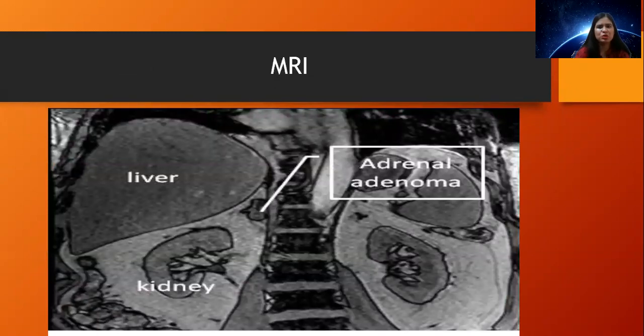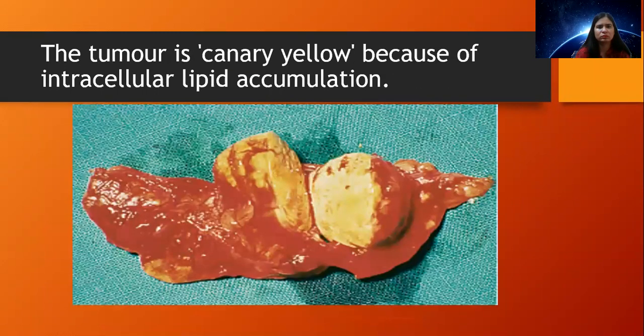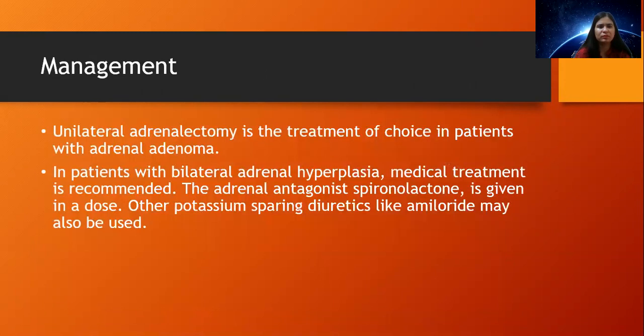This is the MRI showing adrenal adenoma above the right kidney, right adrenal adenoma. This is a 131 iodocholesterol scan showing uptake in left adrenal adenoma by the arrow. This is a tumor, canary yellow in color because of the intracellular lipid accumulation.